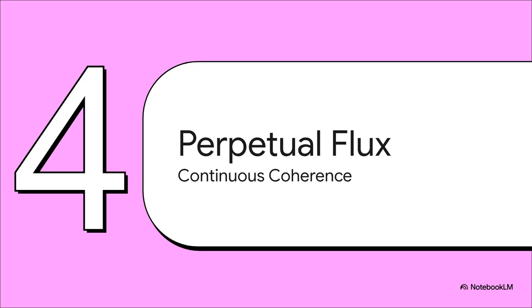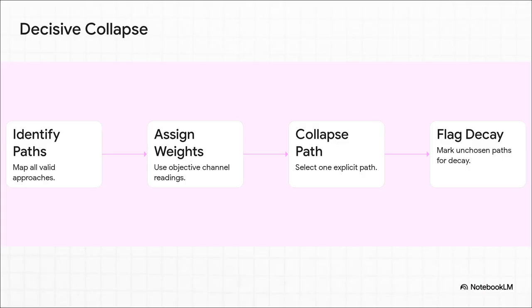All right, Section 4. Protocols of perpetual flux. The mechanics of continuous coherence. So, how does the system maintain this continuous coherence without just freezing up or calcifying into a terminal state? It relies on active protocols. One of the core ones is called decisive collapse. When multiple valid paths exist, the system absolutely refuses to just default passively.